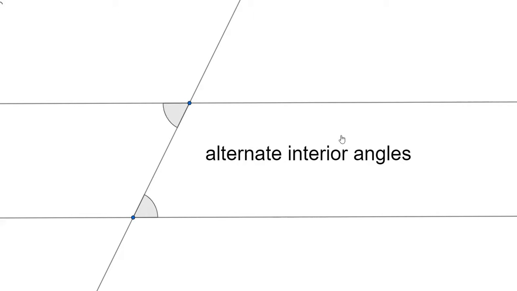What about the word interior? What does that mean? Well, interior means inside. And so if we look at the 2 parallel lines, we can see that these 2 angles are inside the part of the plane defined by those 2 parallel lines. So that's what I mean when I describe these 2 angles as alternate interior angles.